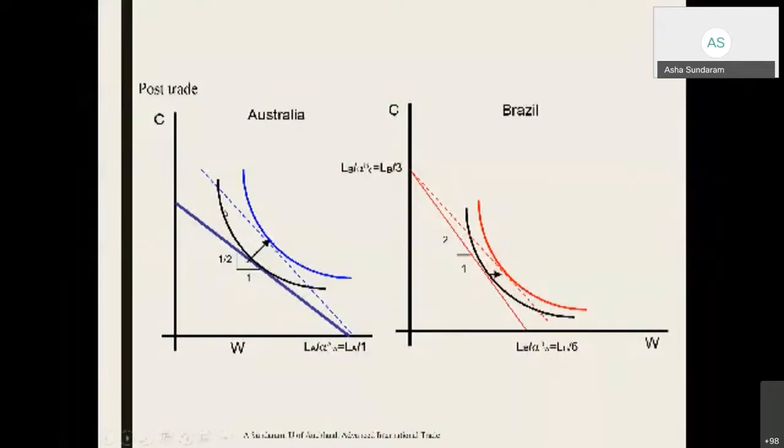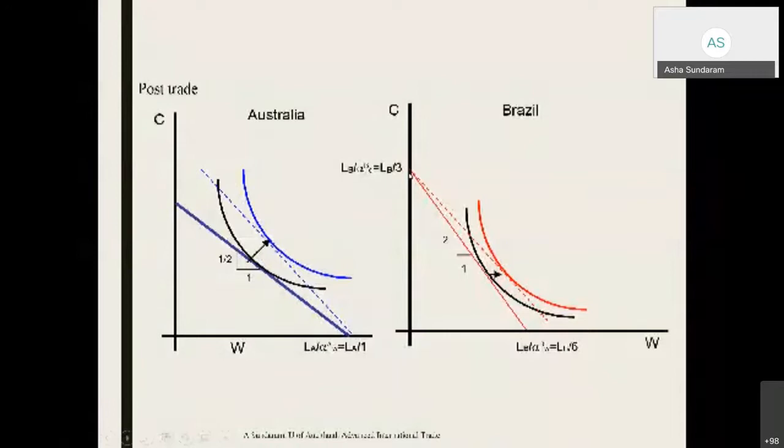So what Australia is going to do is specialize in the production of wool. There's going to be complete specialization, because note that they're now getting a lot more for their wool than 1/2. All the resources of Australia are going to get sucked into the wool sector. Australia specializes in wool. The price line has rotated, which means consumers are going to be able to trade to a higher indifference curve, such that it is tangent to the price line.